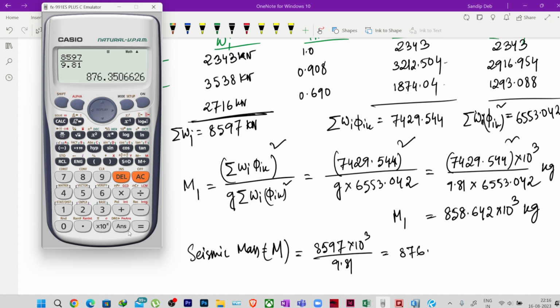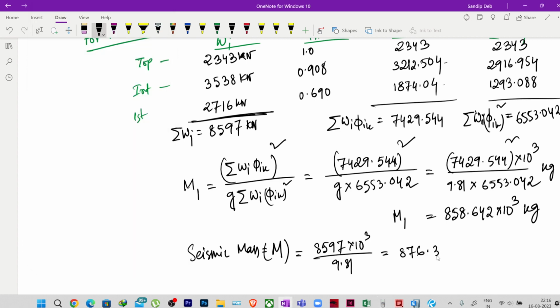Okay, 876.35 multiplied by 10 cube, this much kg. So this is my seismic mass, and this is the modal mass for mode 1. Modal mass means the mass that is vibrated in the mode 1.